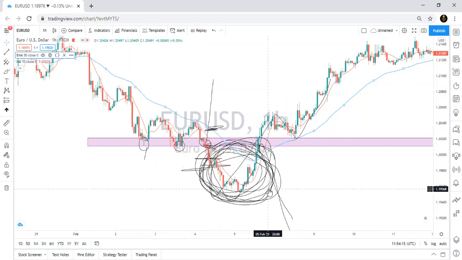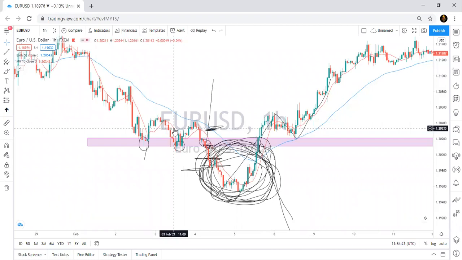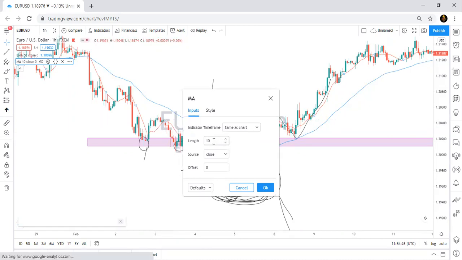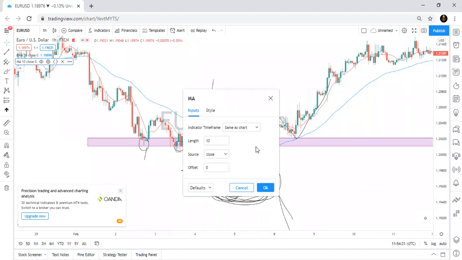You can put any color of your choice. The red indicator is also a moving average. That one is a 10. Also do the same thing, just change the period. The length of period, you put 10. And then the source, you put close. If you're using TradingView, just put same as chart. If you're using MetaTrader 4, you don't put exponential or whatever, you just put smoothed.